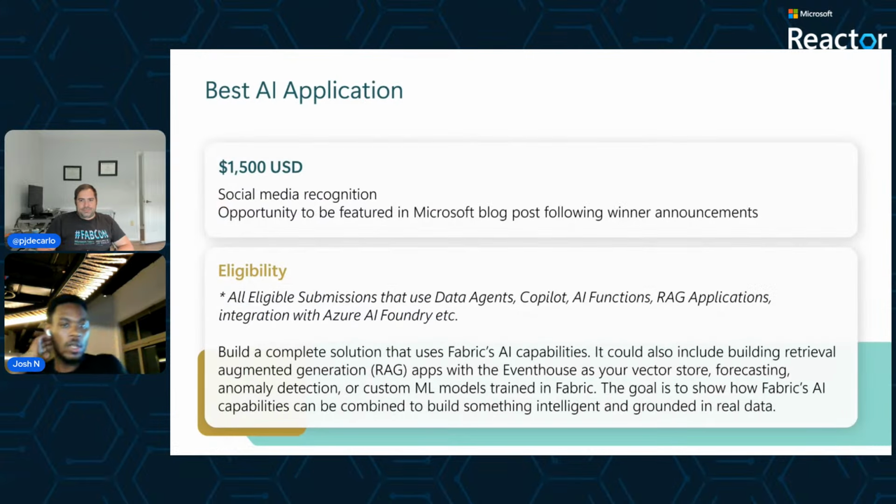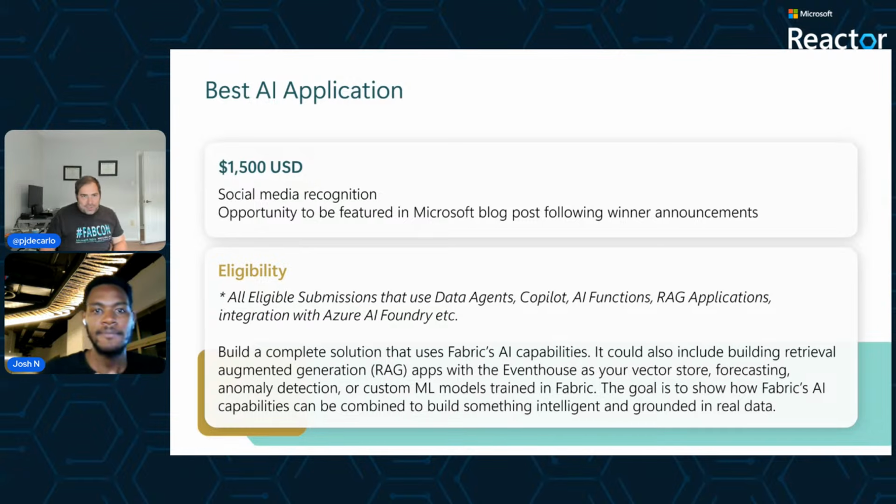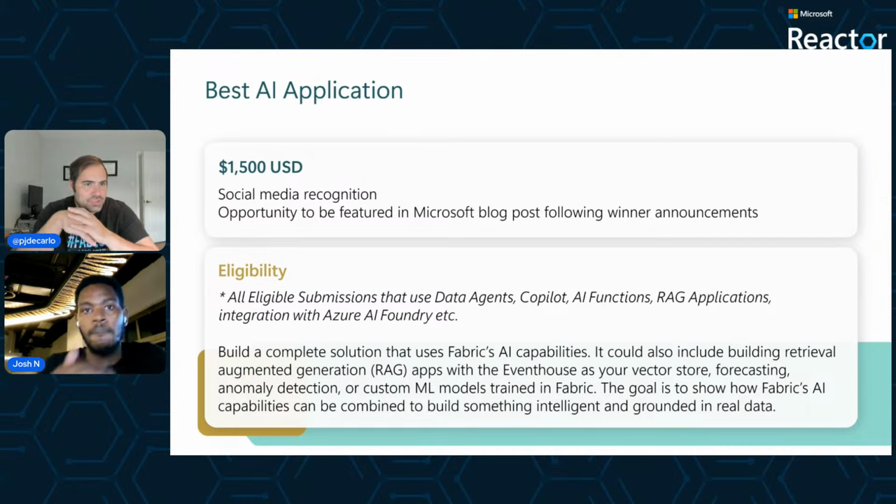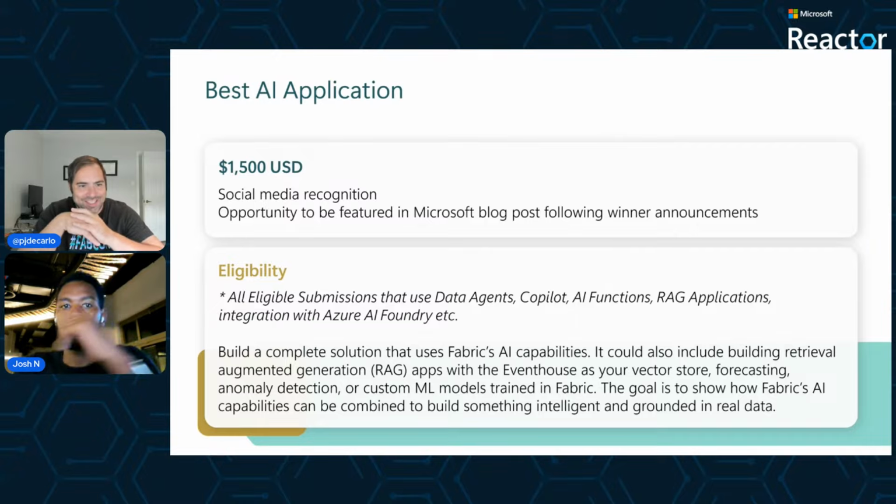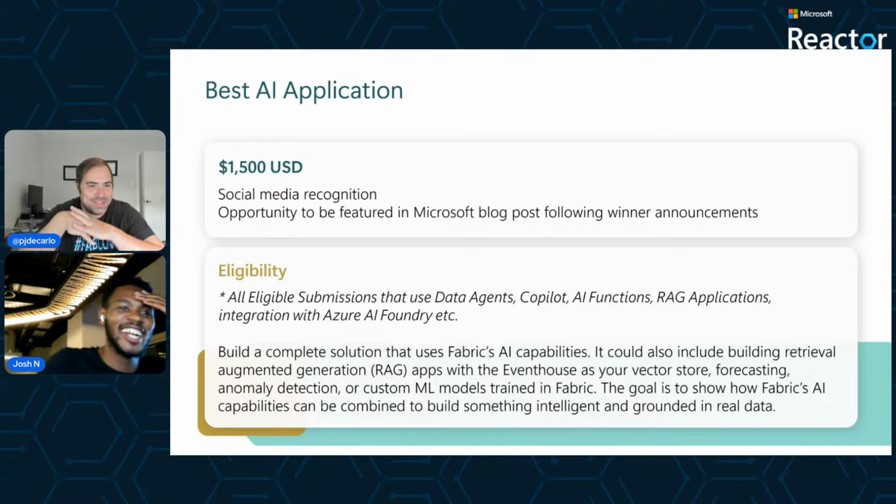And as we wrap up, Paul, do you mind taking us through the actual prizes? Yeah, sure. So for best AI application, that's going to be $1,500. In the interest of time, we want to make sure that we get through the rest of these, so I won't repeat what you've said there, Josh.